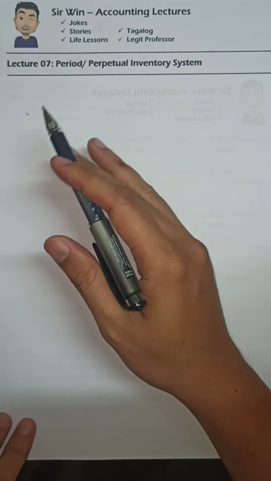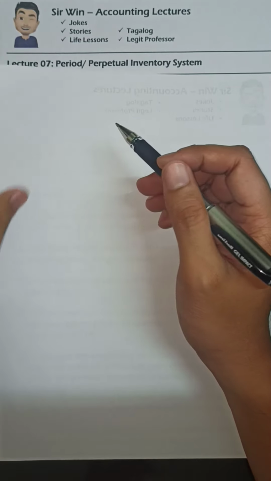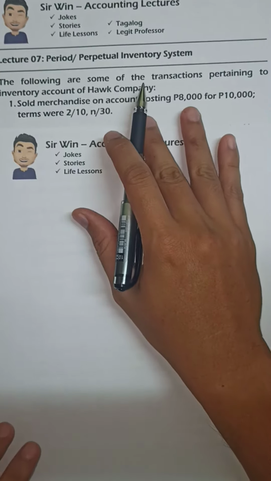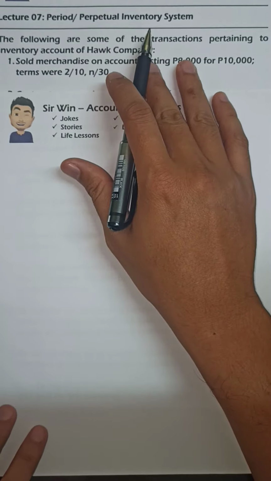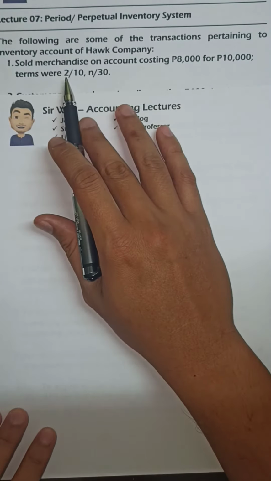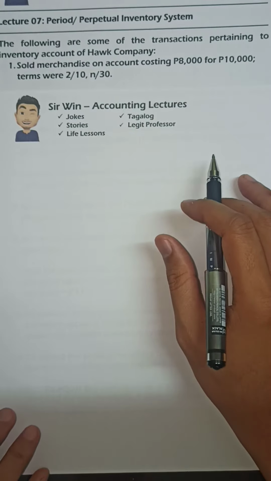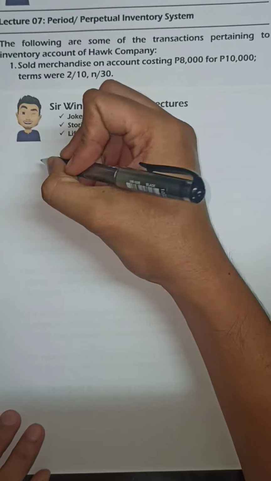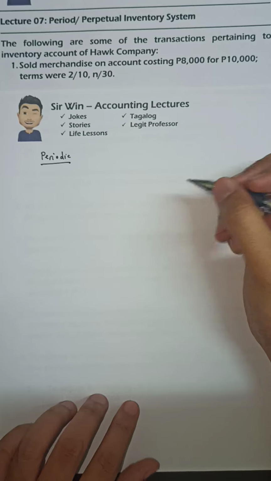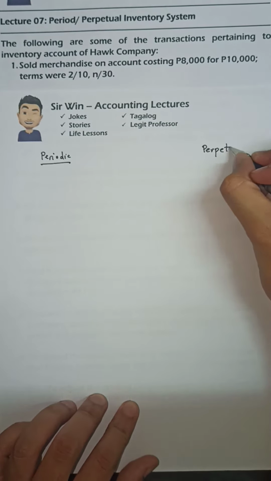So again, Lecture 07, periodic po yan or perpetual inventory system. We will answer the problem side by side using the two different inventory systems. So here is our problem. The following are some of the transactions pertaining to inventory account of Hawk Company. Okay? So again, atin pong ipapakita ang journal entries ng periodic dito sa side na to at ng perpetual dito naman sa other side. Okay? Para ma-appreciate yung pagkakaiba talaga nila.